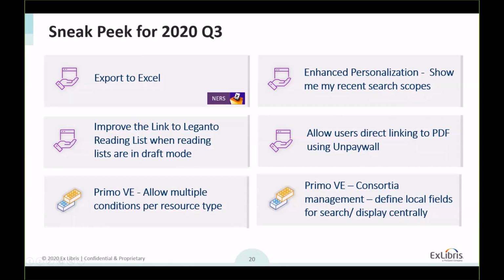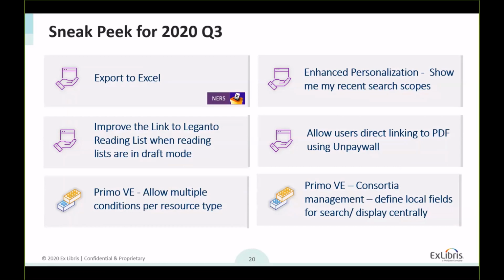We are going to improve the link to Leganto, making it more accurate. Whenever reading lists are in draft mode, the link will not be available to access from the Primo full record. Another enhancement that we are doing is providing a PDF indication on the Primo brief results, allowing the user a direct link to the PDF using Unpaywall.